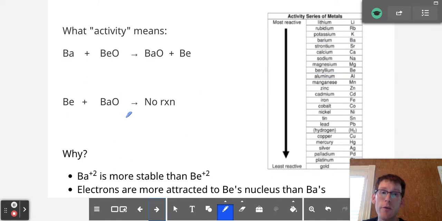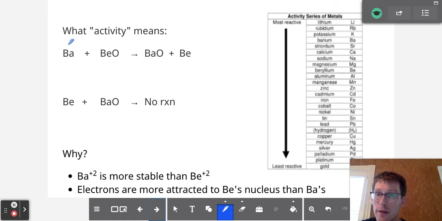And you might ask why. Well, you look it up on the activity series, and if you have that memorized, great. But the real explanation for this is that barium in the positive 2 state is more stable than beryllium in the positive 2 state.